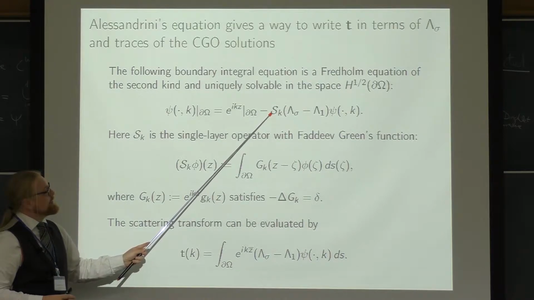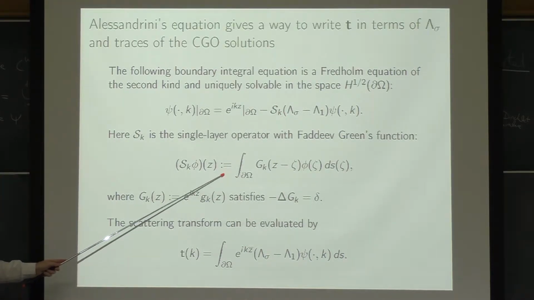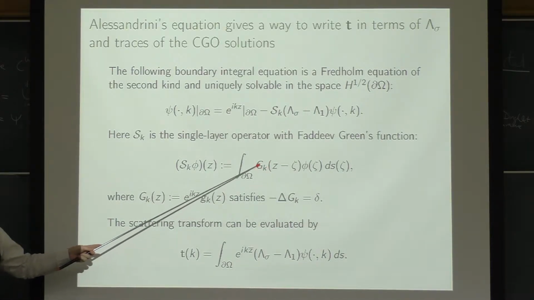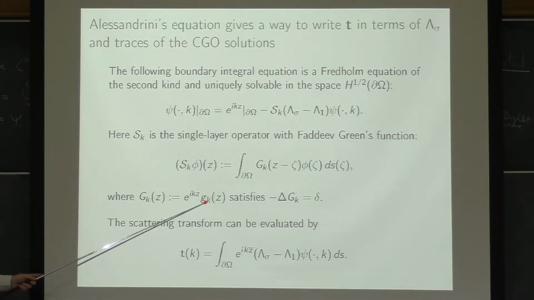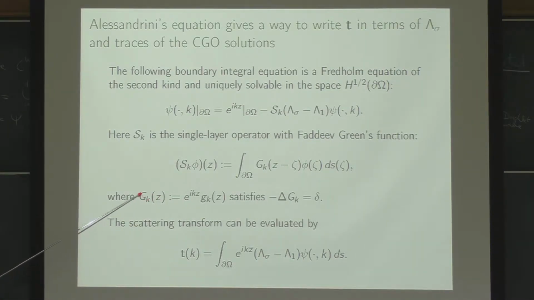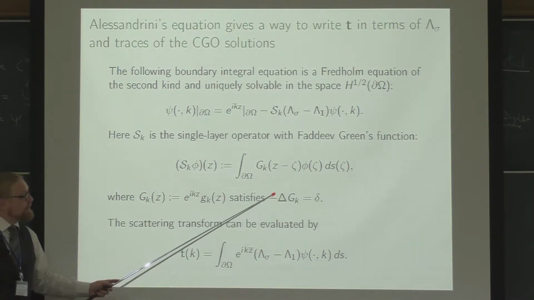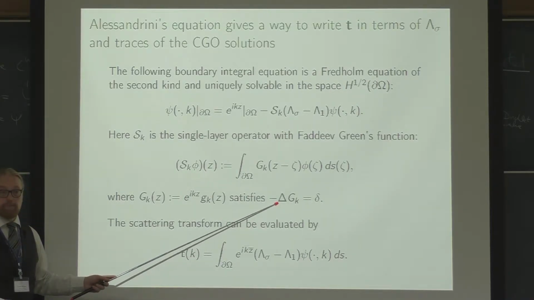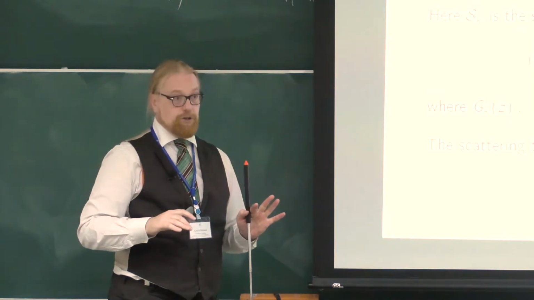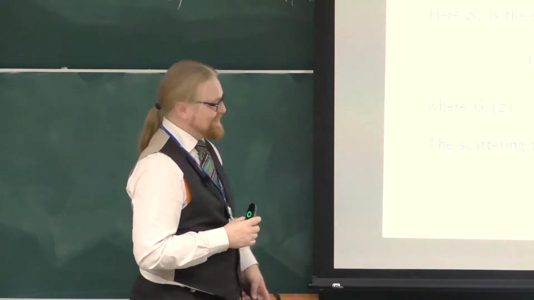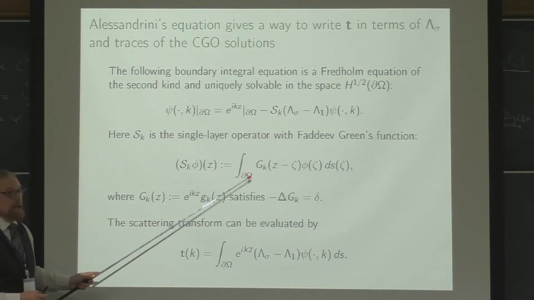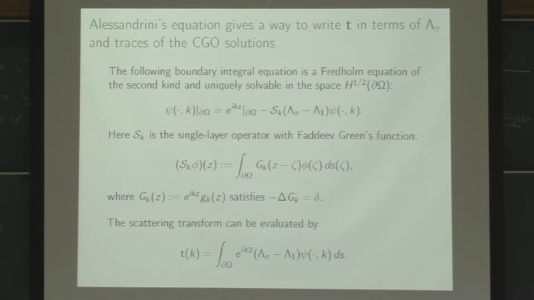So we have this here, this S_k, mysterious S_k, is just a single layer operator that contains inside the Faddeev Green's function, which is actually just the previous fundamental solution we saw multiplied by the exponential. So actually this capital G_k is a Green's function for the Laplace operator. But it's not the usual one. This has exponential growth in some directions. So it's kind of an unusual one. But it's used here in the single layer operator here that acts on functions defined at the boundary.